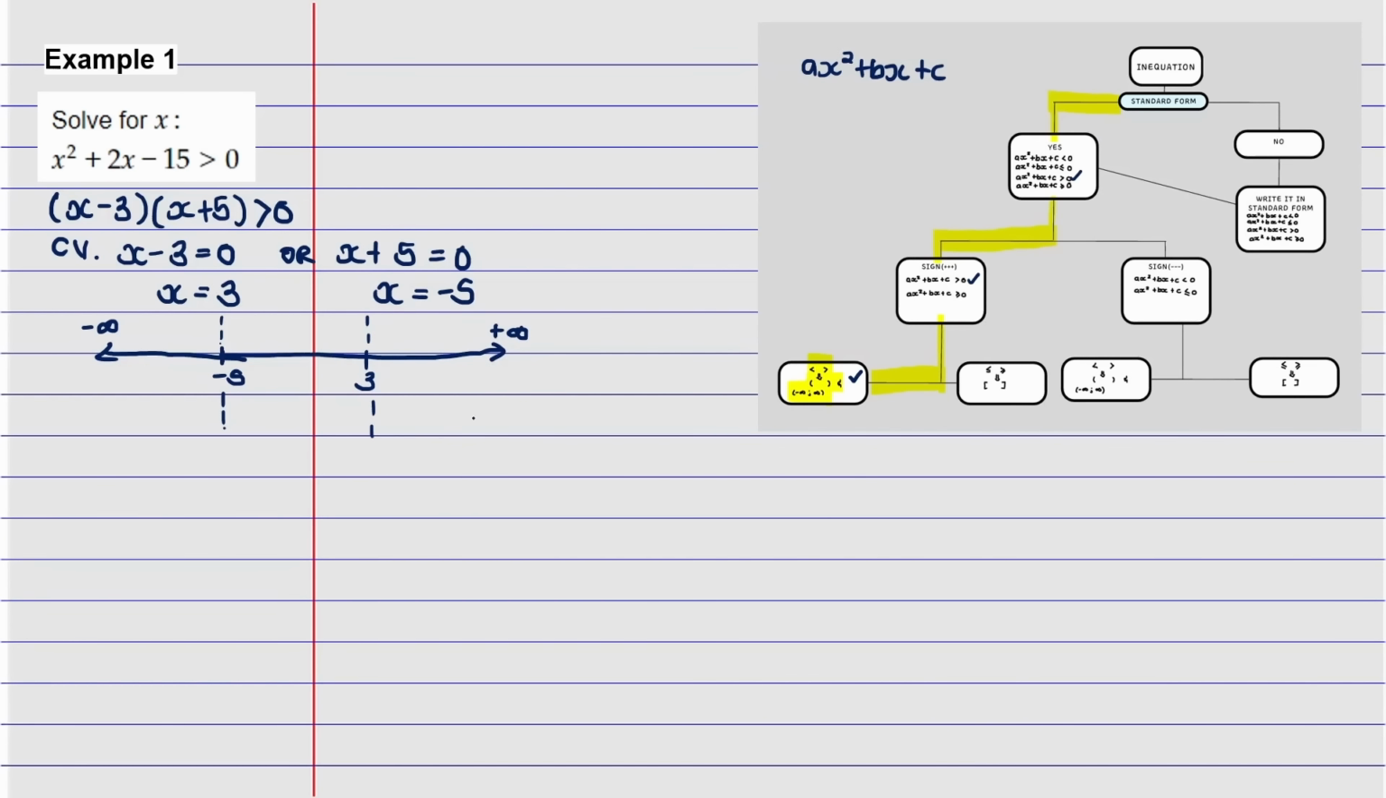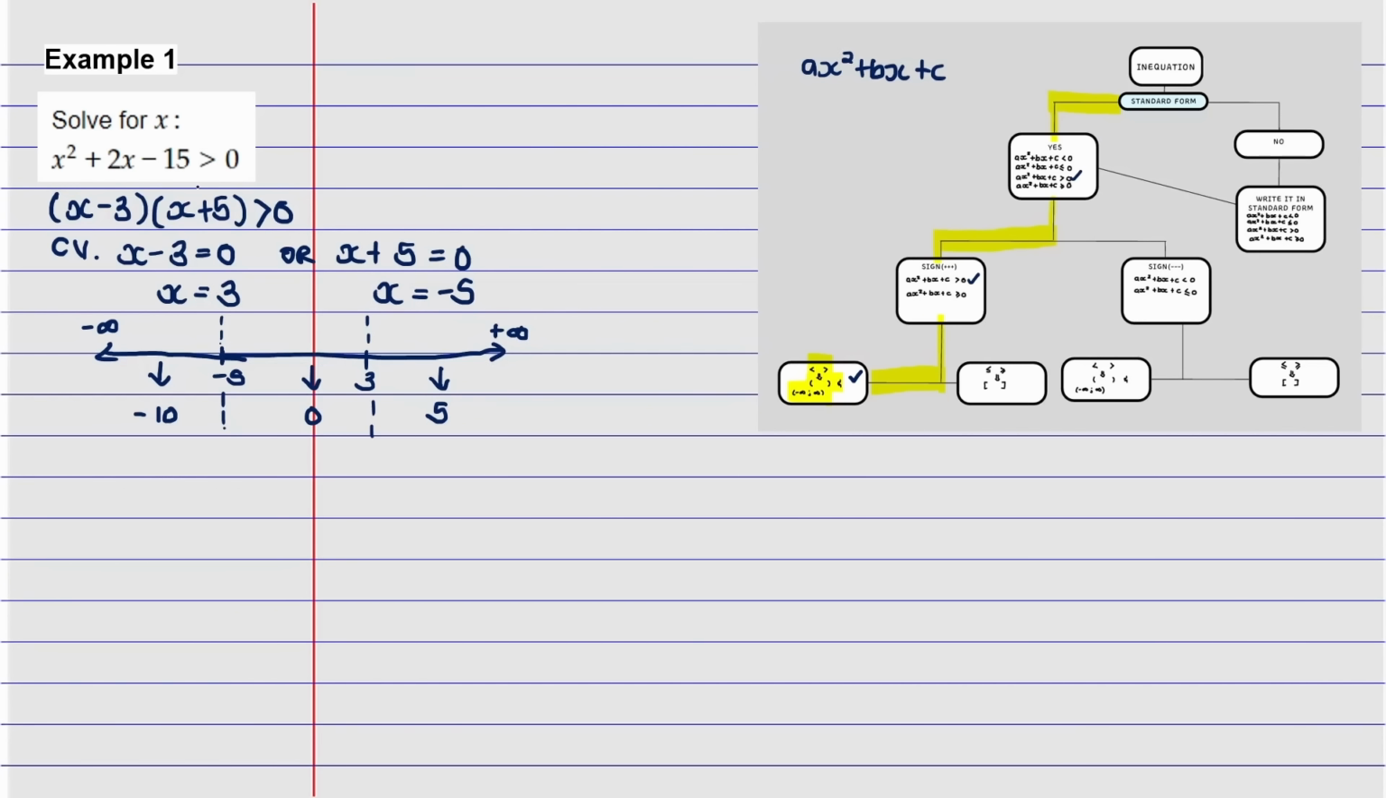Then the next step is that from negative infinity to the first critical point, you're going to pick a value between those numbers. From negative infinity till negative 5, I pick negative 10. Then from negative 5 till 3, I'm going to pick a number between there, which is 0, because 0 is in between these two. Then from 3 till positive infinity, pick any number between 3 and positive infinity, which I picked 5. So that is sorted.